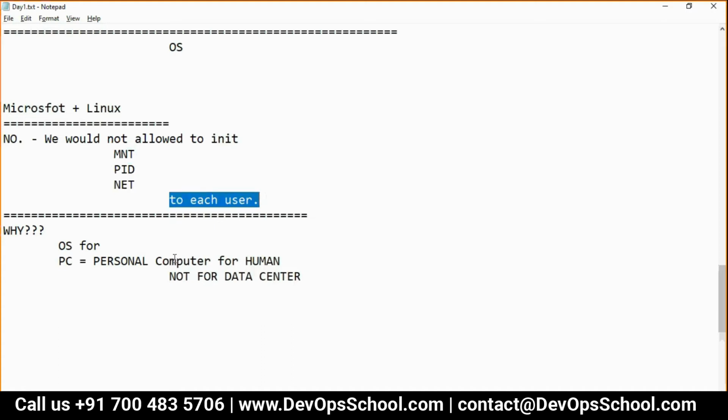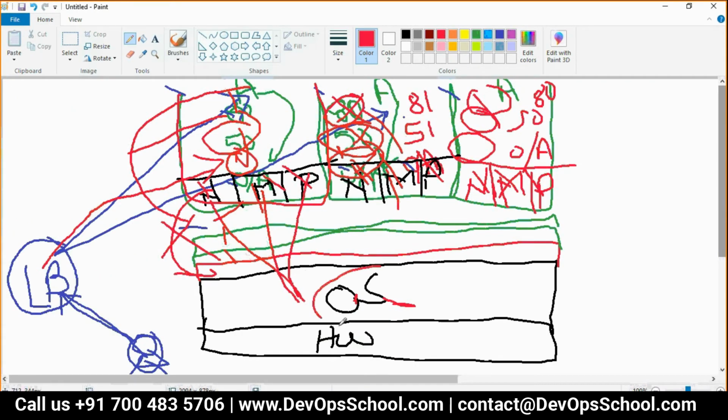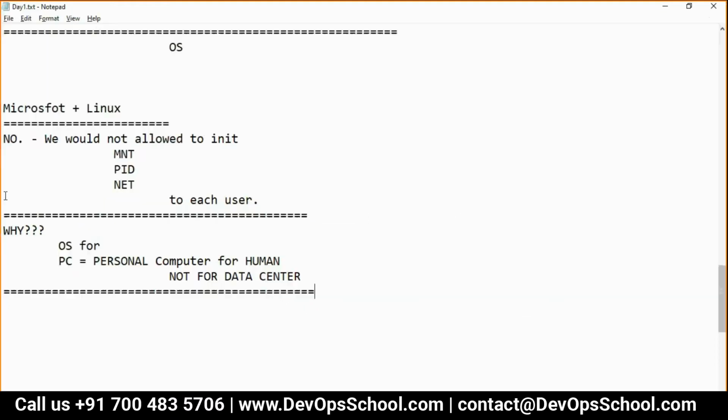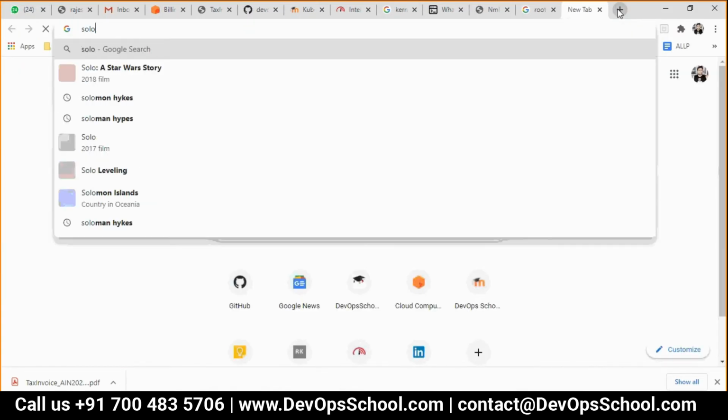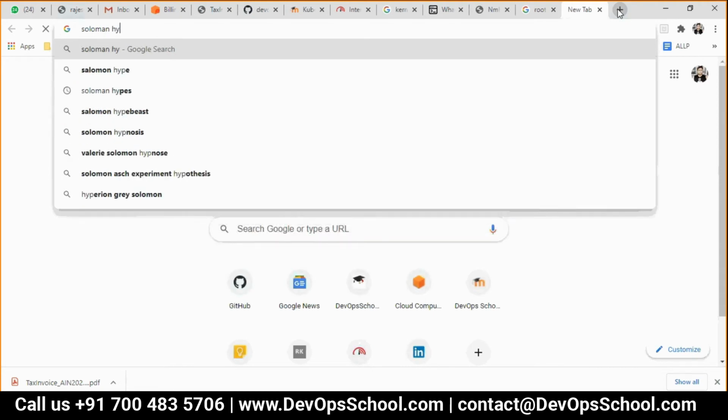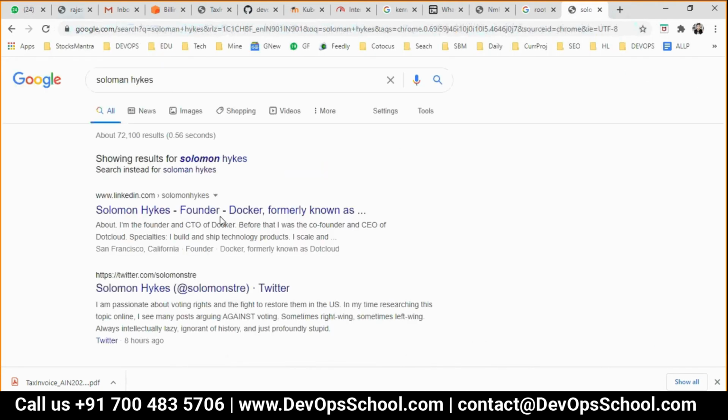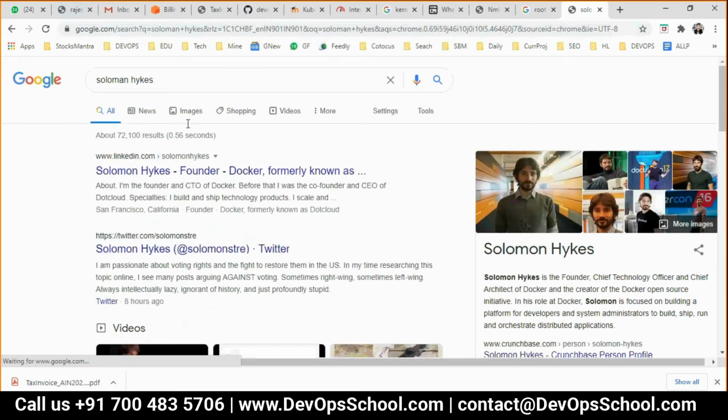That is the problem. Why? Because of the PC concept. So they were right. Microsoft is right. Linux is also right. But these resources were there in the kernel all the time, but they did not use them, because they designed the operating system for PC, human beings. Then there is one guy, his name is Solomon Hykes. This guy came and said, okay, no problem.